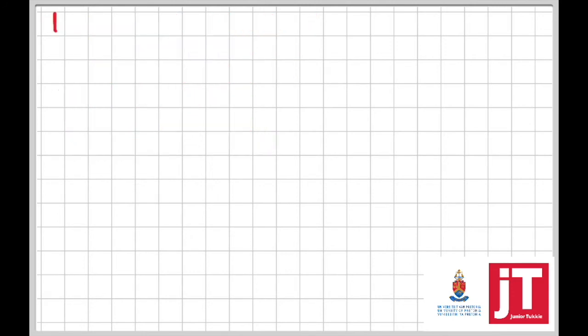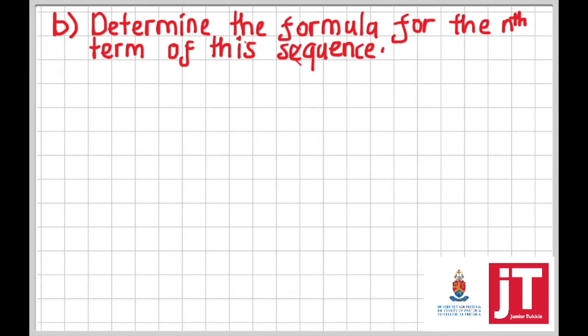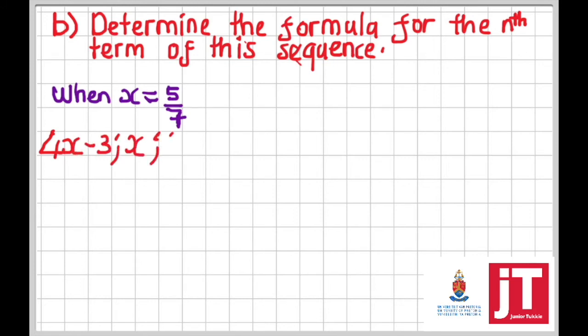The second part of the question instructs us to determine the formula for the nth term for this sequence. Remember that we got two x values. So I'm going to start with the first x value, when x was equal to 5 over 7. We want to generate the sequence there. So to generate the sequence, we've got 4x minus 3, x, and 2x minus 5 as the original given expressions.